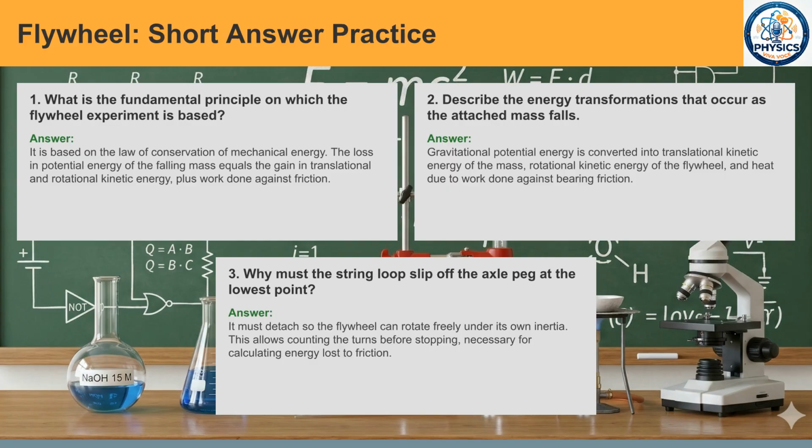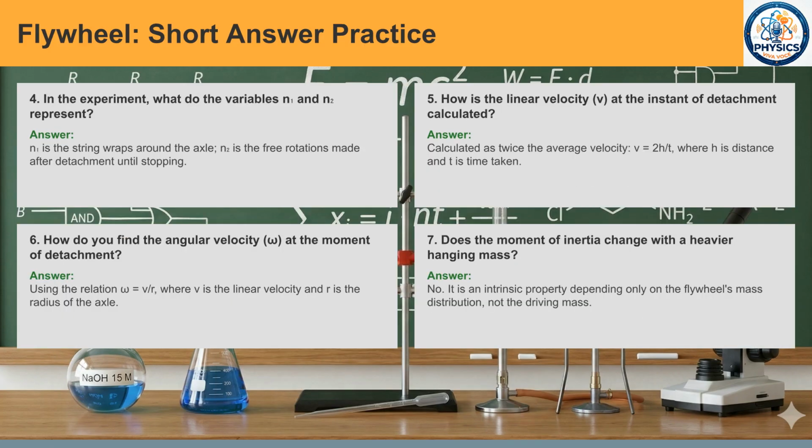The flywheel experiment is based on the law of conservation of mechanical energy. As the mass falls, gravitational potential energy transforms into kinetic energy, rotational kinetic energy, and heat due to friction. The string must slip off to allow the flywheel to rotate freely under its own inertia for accurate measurement of frictional losses. The variable N1 represents the string wraps around the axle, and N2 is the free rotations after detachment.